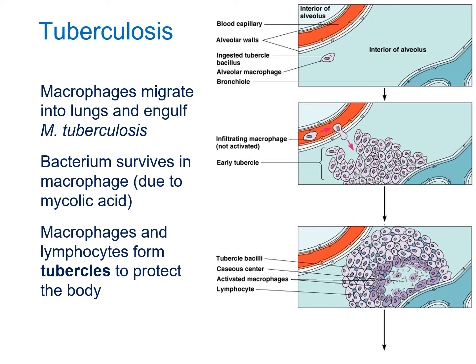And what happens is we end up with something called a tubercle forming. And you can see in the bottom diagram here, what we've got is this inner lumen, this space in the middle, and that's where all the white blood cells have been destroyed.